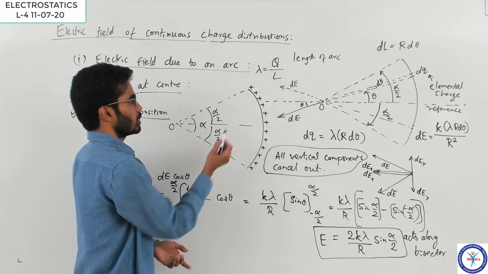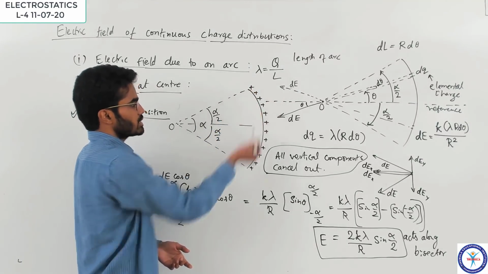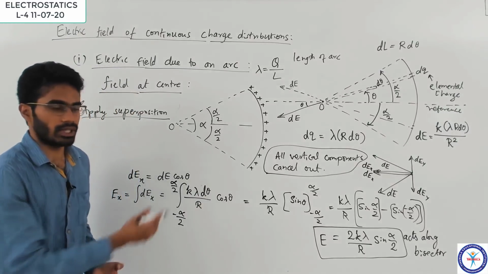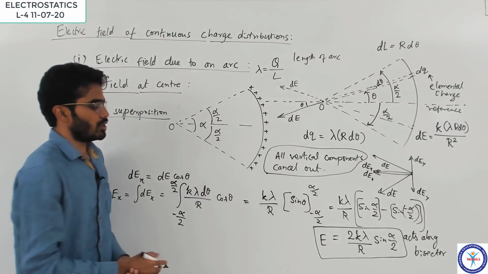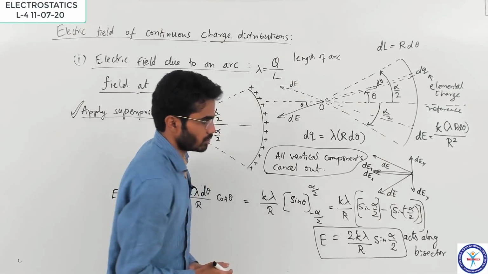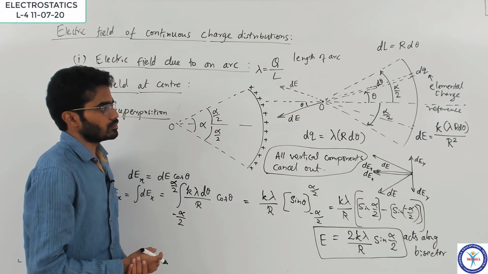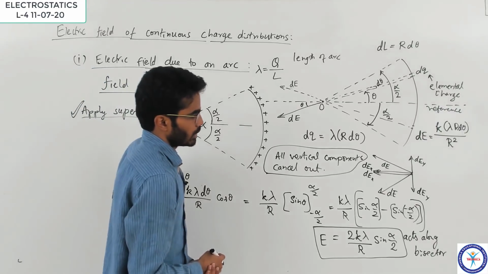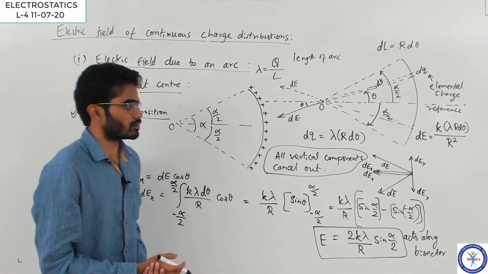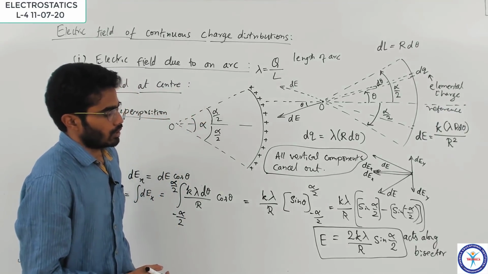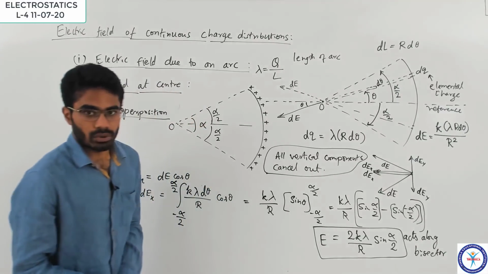Lambda is Q by L, L is R alpha, right? The length of the arc is R alpha. So you have to remember this equation. Try to derive this on your own again. It helps you with the integration technique if you can do that. But remember this, how we use this formula.